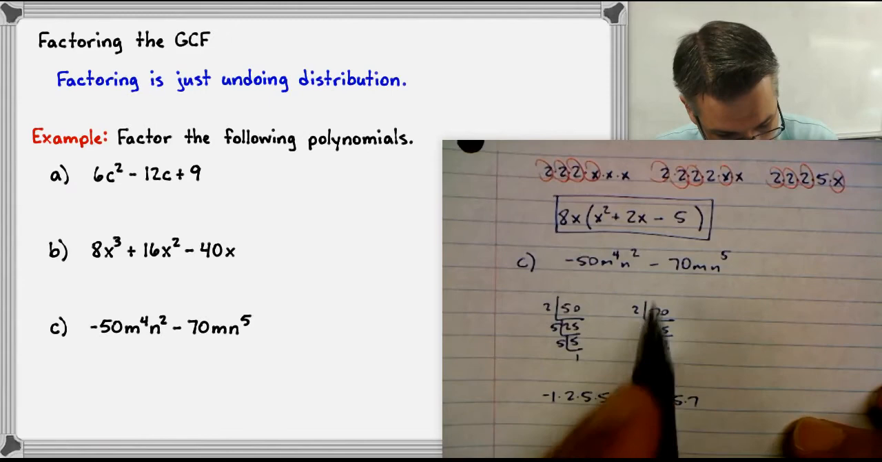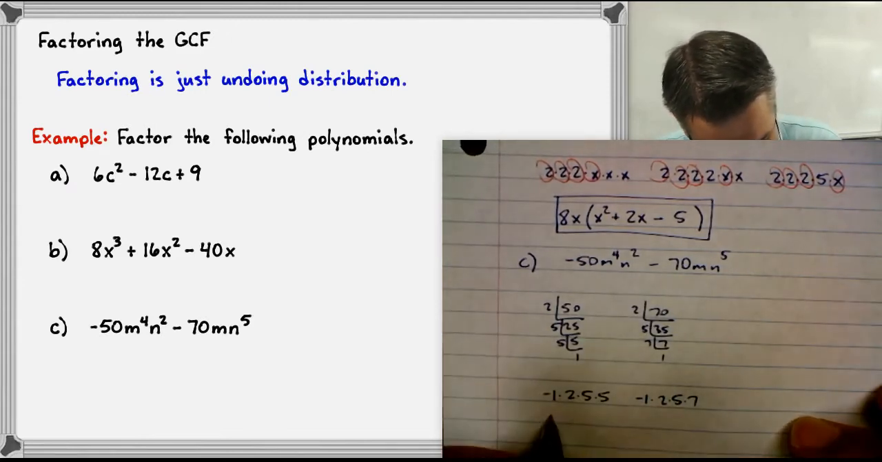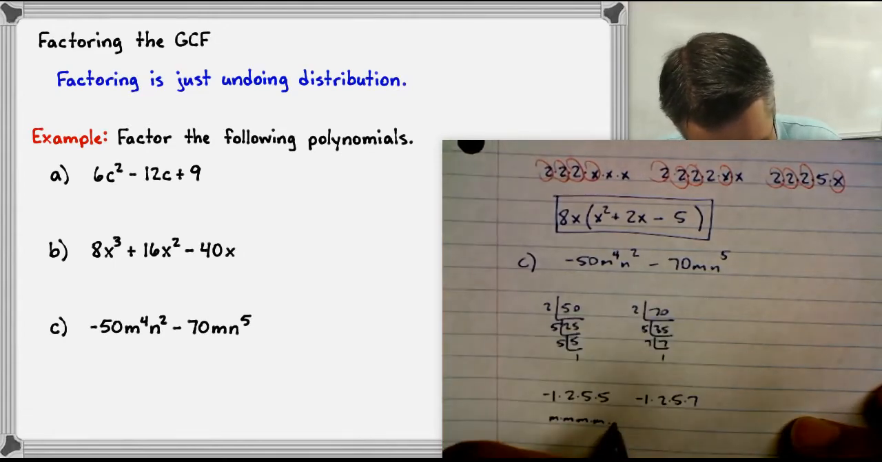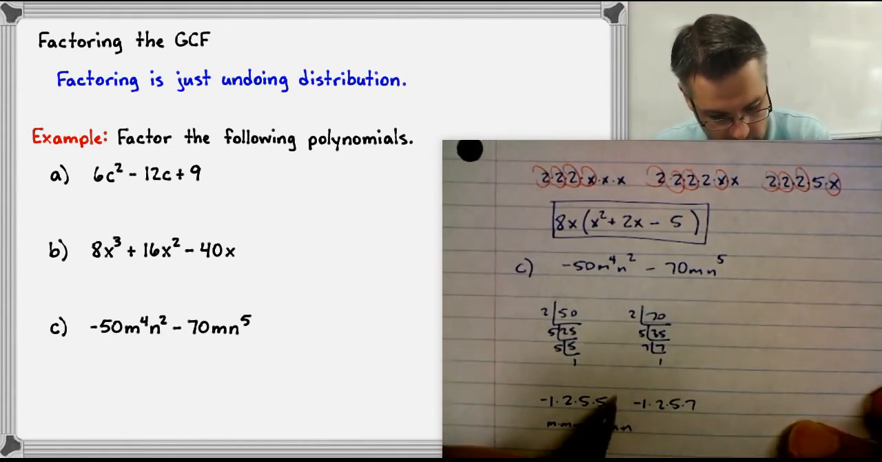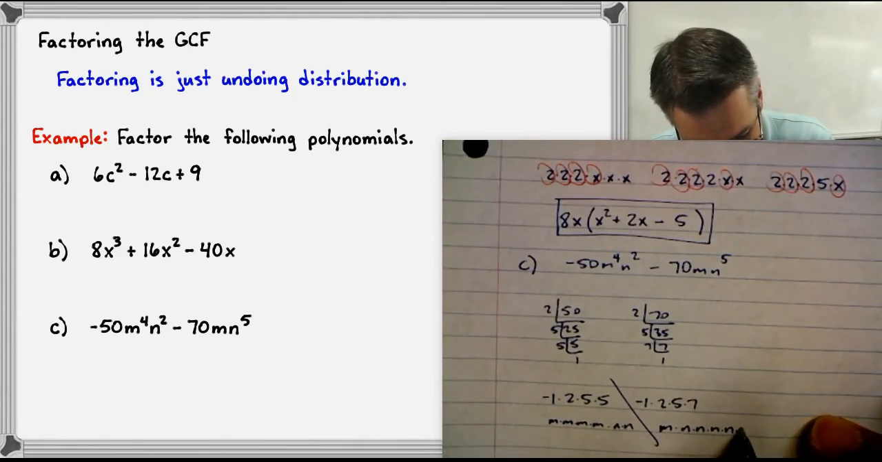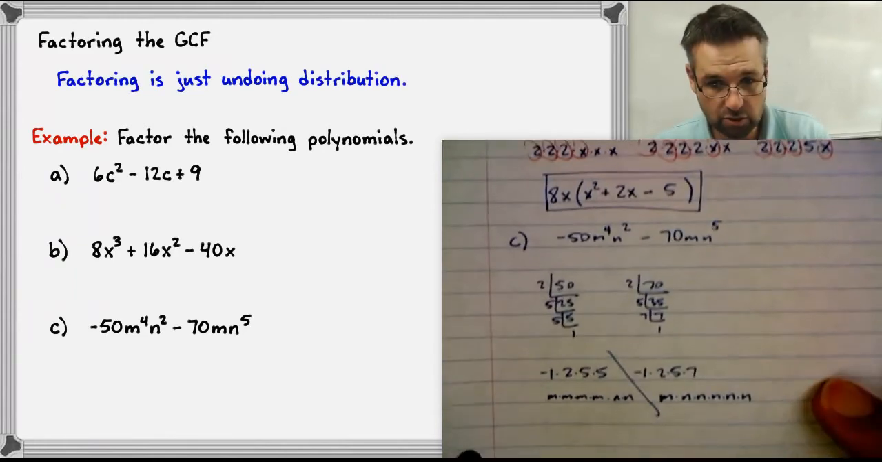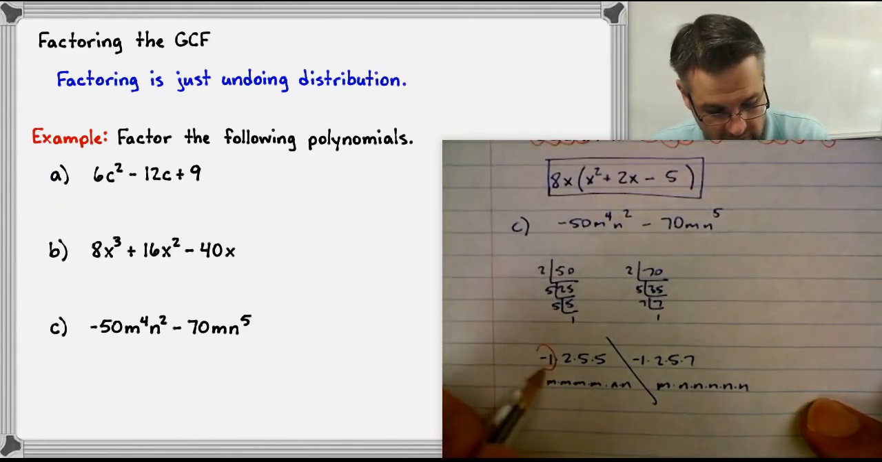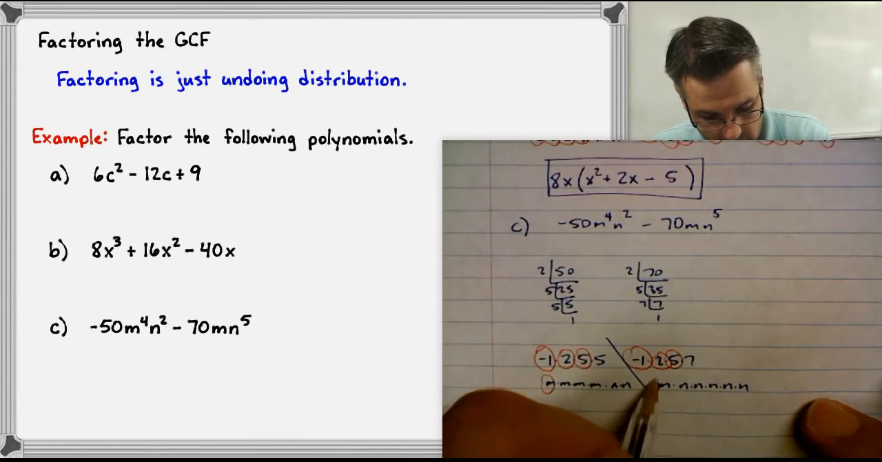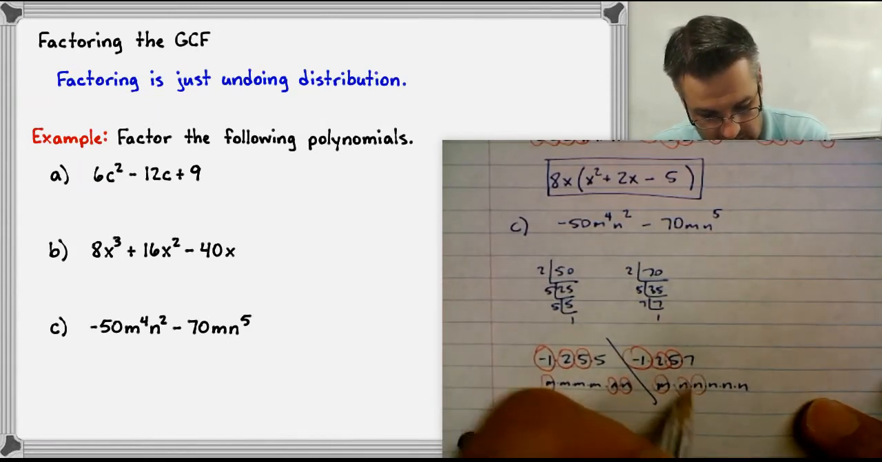And then I'm going to go ahead and carry these down underneath it. I've got 4 m's, m times m times m times m. And then we have 2 n's, n times n for the first one. And then for the second one, we have just 1 m and 5 n's. Okay. Now we'll go ahead and circle the primes that are in common. We've got a negative 1 in both. We have a 2 in both. We have a 5 in both. And we have an m in both. No other m's. We have 2 n's here and 2 n's there.